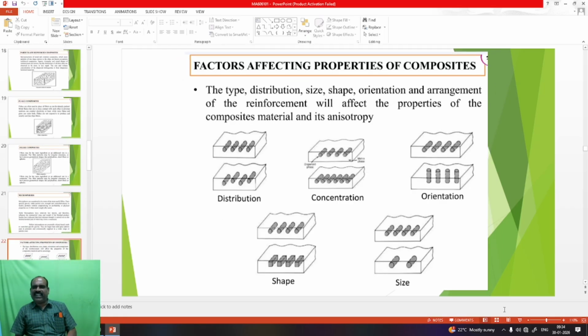The factors affecting the properties of composites: the type, distribution, size, shape, orientation and arrangement of the reinforcement will affect the properties of composite materials. See, the first figure shows the distribution, the second figure shows the concentration, the third figure shows the orientation, the fourth one shows the different shapes of fibers, and the fifth one shows the different sizes of the fibers.